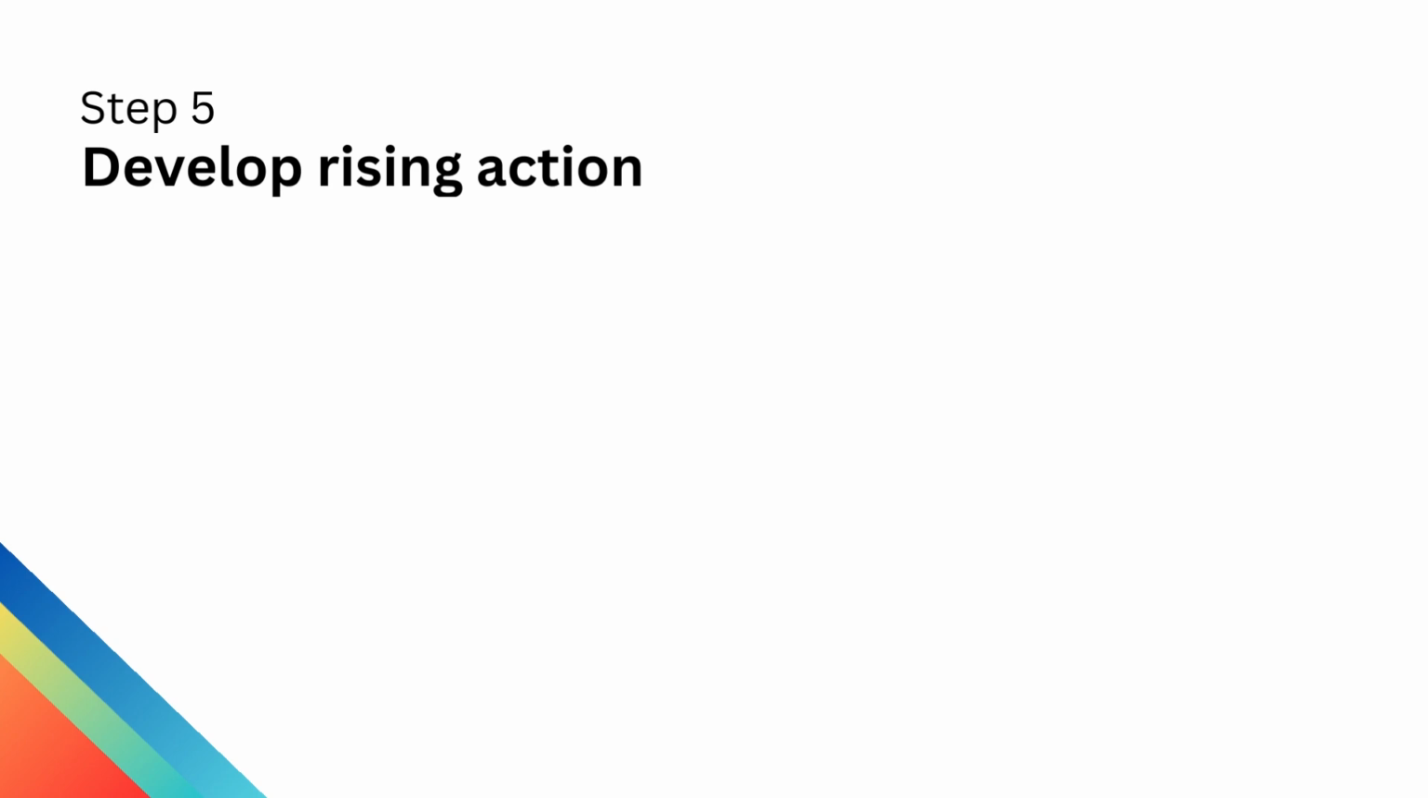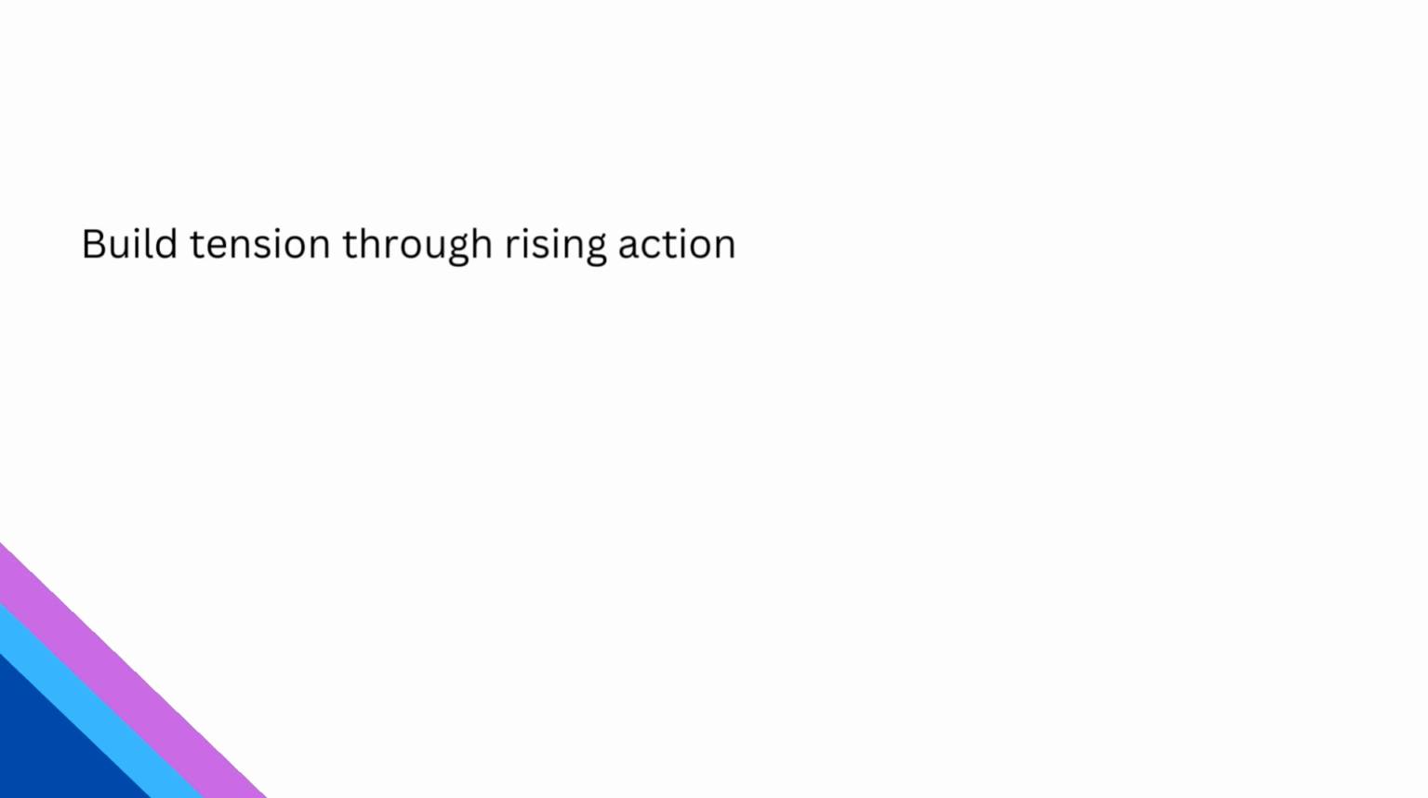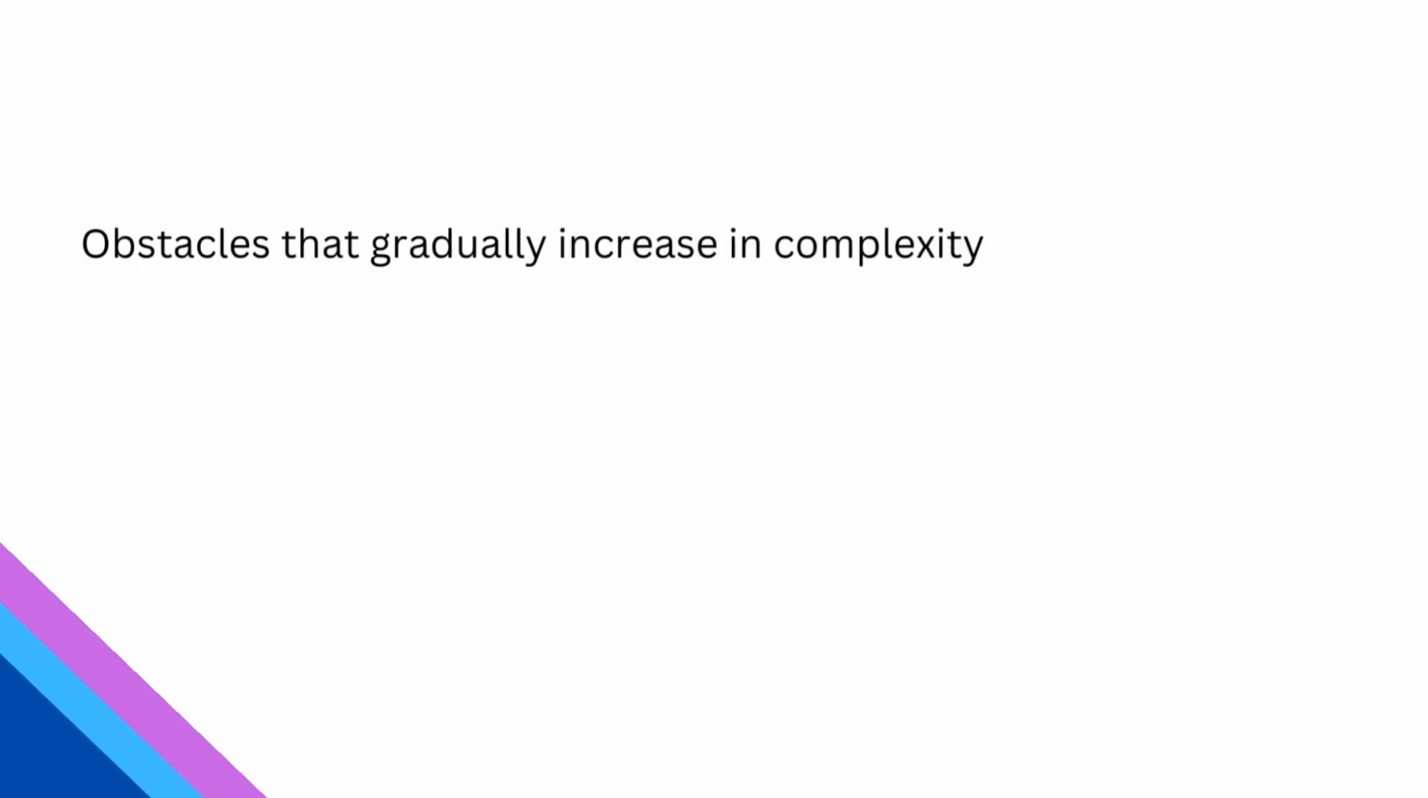Step 5. Develop rising action. As your story progresses, build tension through rising action. This is where obstacles pile up and the stakes get higher. As your story unfolds, build tension through rising action. This involves presenting obstacles that gradually increase in complexity.